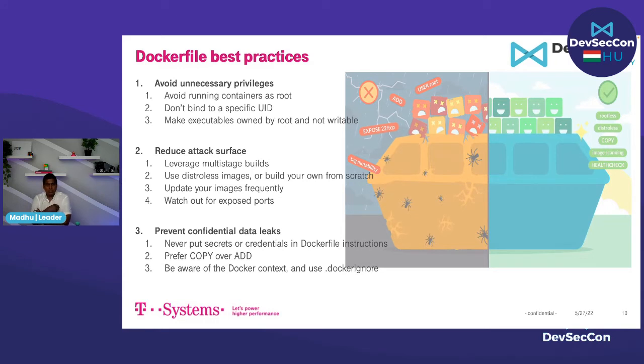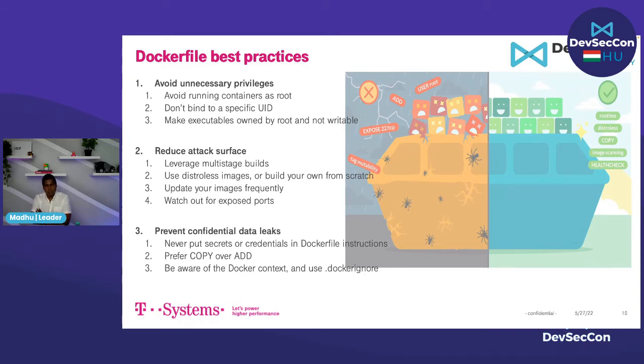Also, do not bind any user identity or unique identity. Make executables owned by root, not writable. So once you create an image, or the end image, make sure it's not writable. So that's how the Docker image works in principle. Any layer that you would like to change, which you write in your Dockerfile, changes only that particular layer, and it rewrites and changes that in your image.